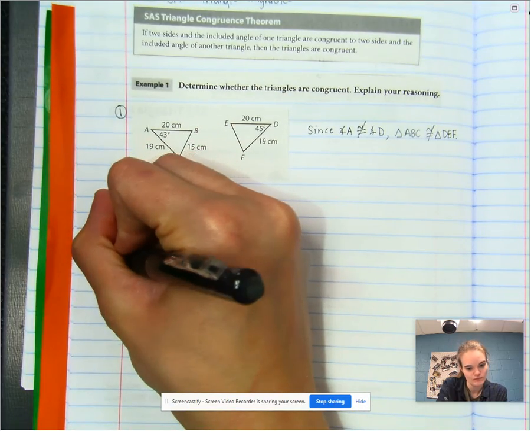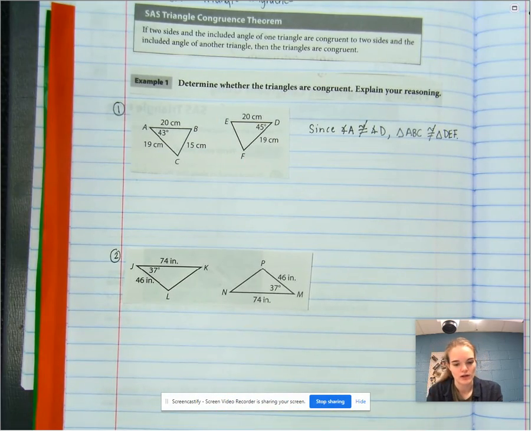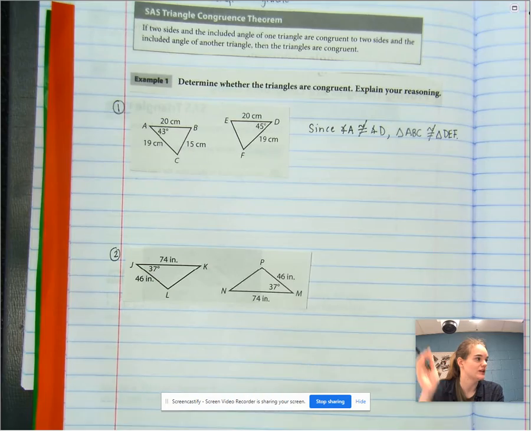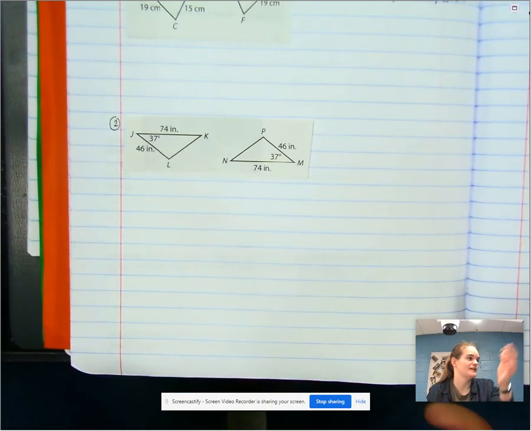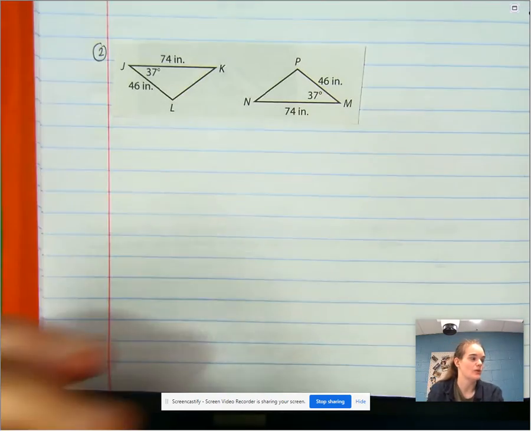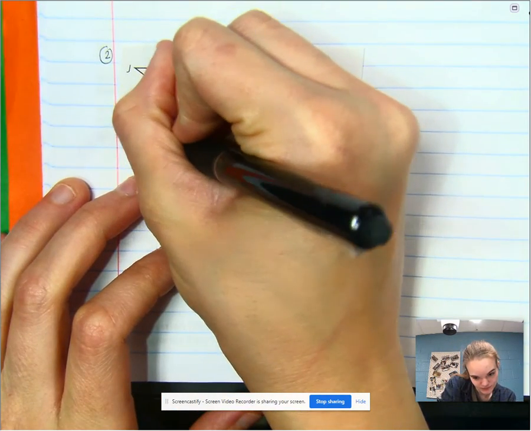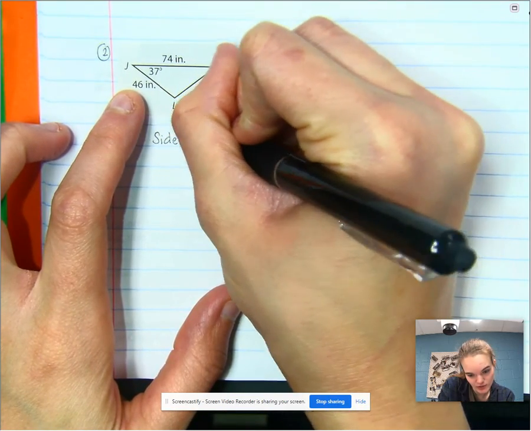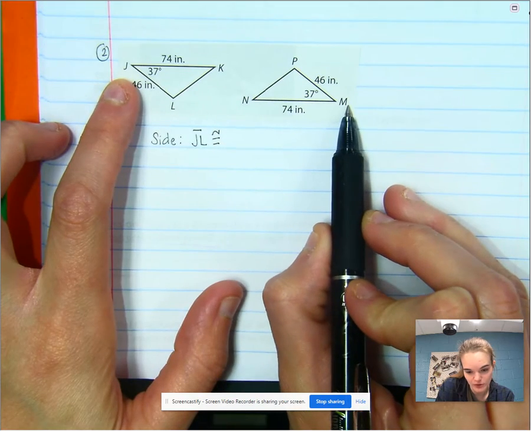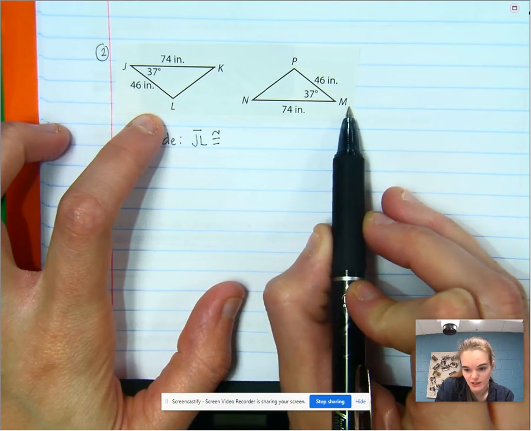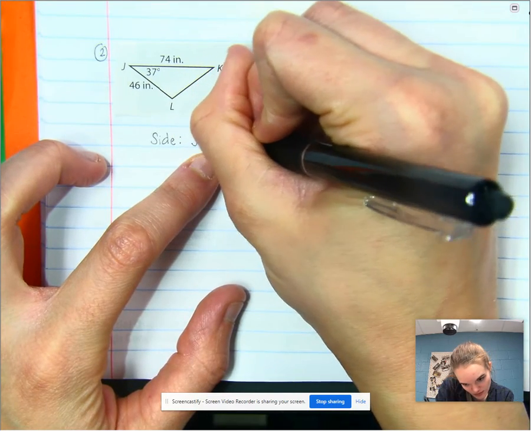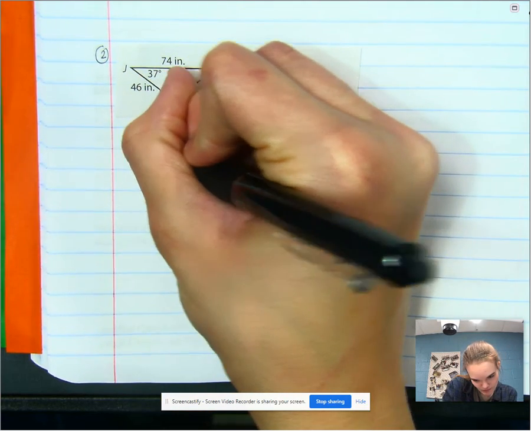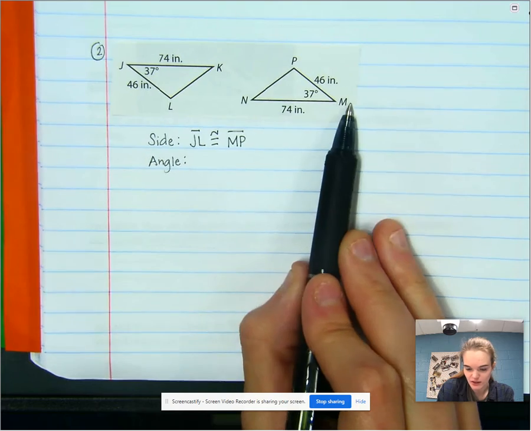Right, number 2. Okay, number 2. I have a side, they're both 46. I have an angle, they're both 37. I have a side, they're both 74. It does not matter that they are not in the same orientation. We'll fix that when we name it. So we have a side. JL is congruent. J is where 37 is. M is where 37 is. JL, MP. There's our first side. Then our angle. J and M.